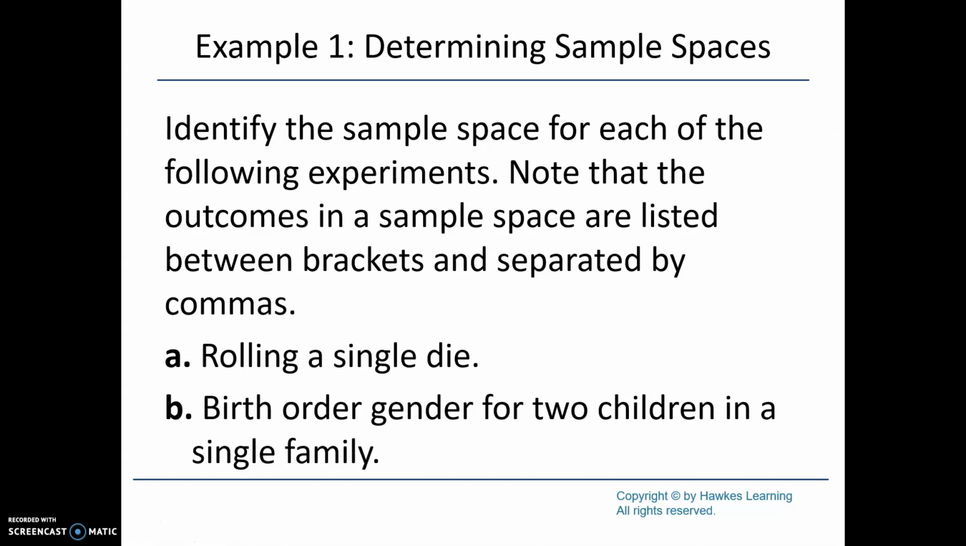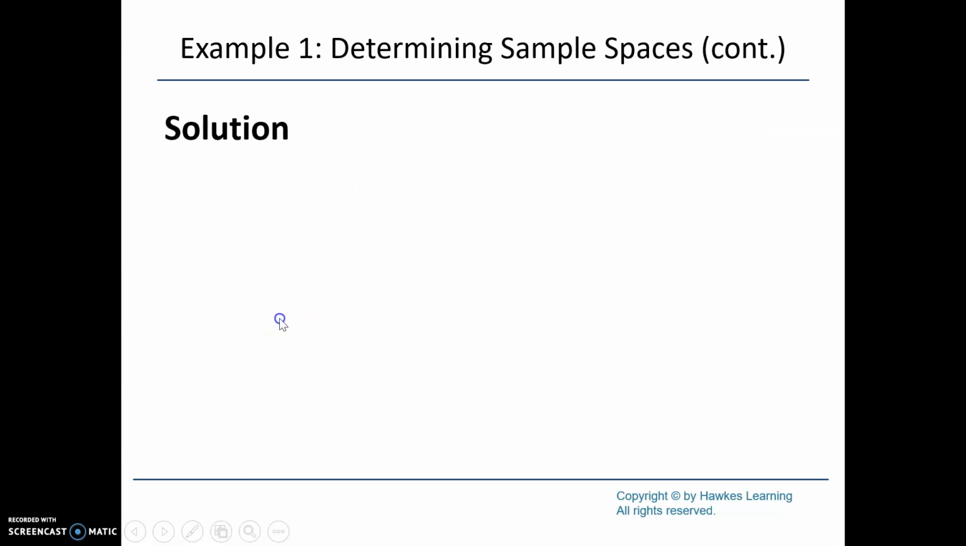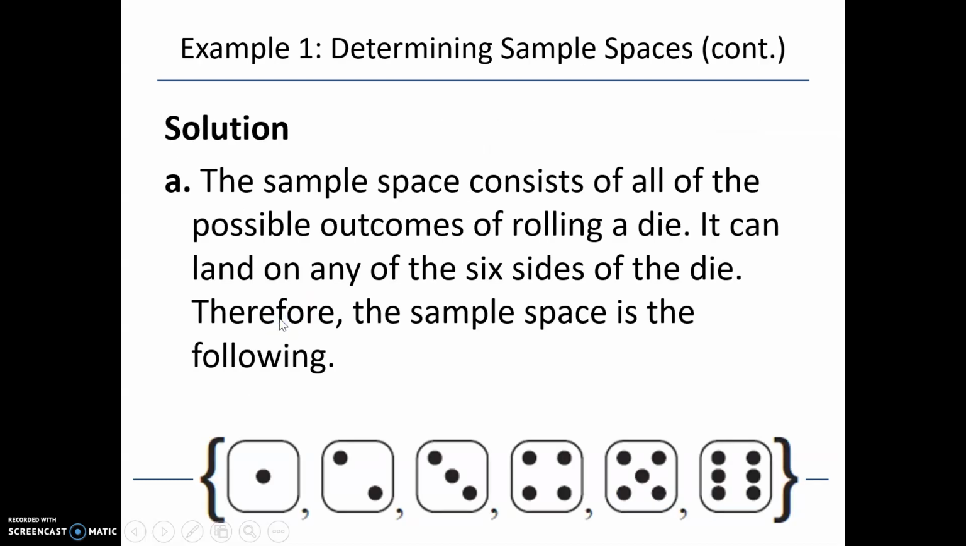So if you're looking for the probability of a certain event, you must find the sample space first, which is the total number of outcomes there could be for that trial. So for example here, A, rolling a dice, and then B, birth order, gender for 2 children in a single family. So for rolling a dice, your sample space would be 1 through 6. Because if you think about rolling that 6-sided dice, there are only 6 sides.